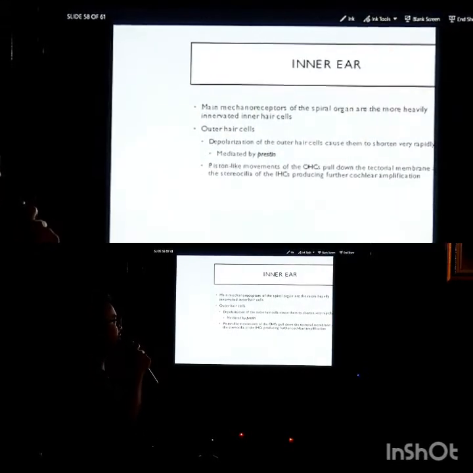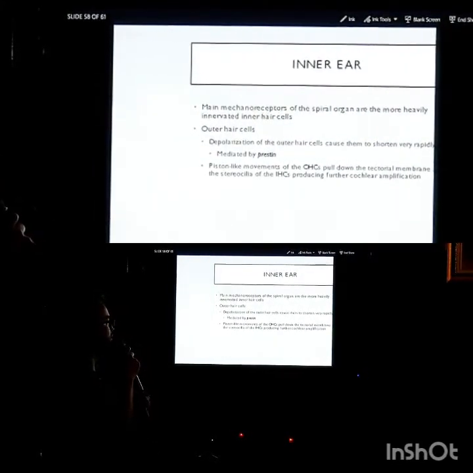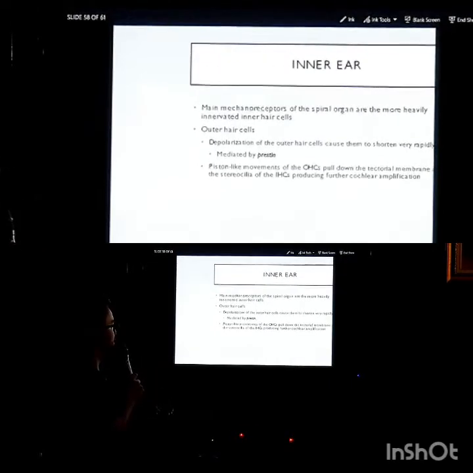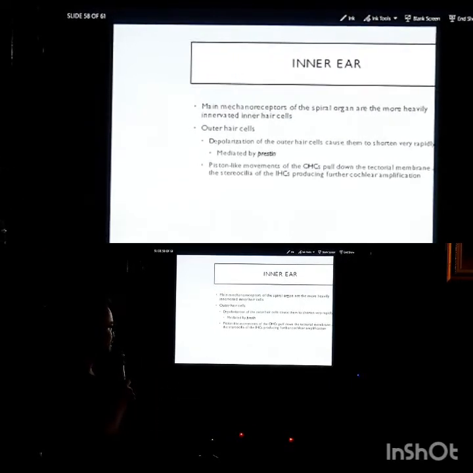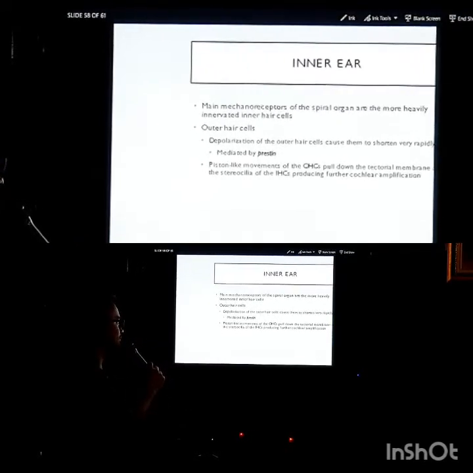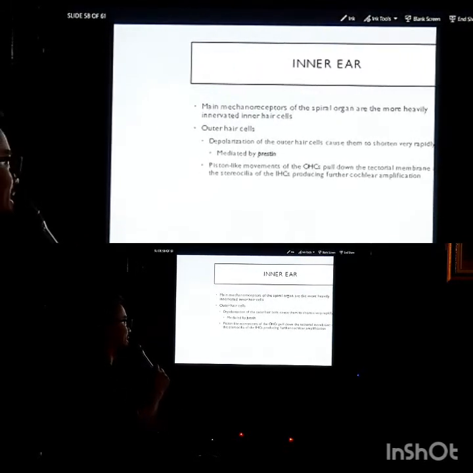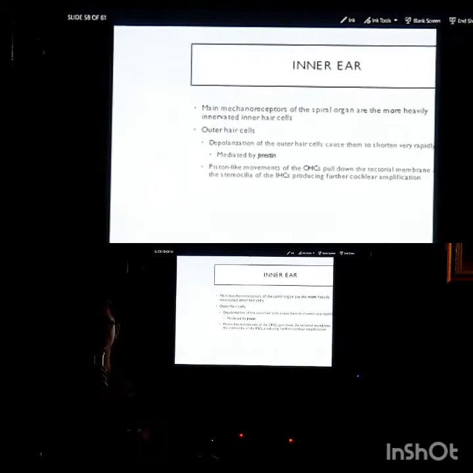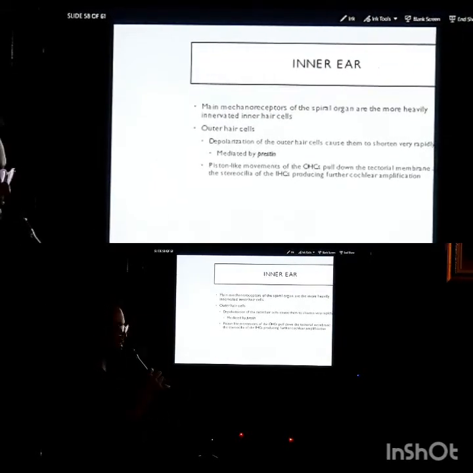Okay, so the main mechanoreceptors of the spiral organ are the more heavily innervated inner hair cells, but of course, outer hair cells, their depolarization causes them to shorten very rapidly. This is mediated by the protein called prestin, because of the word presto, meaning instant. Okay, so piston-like movements of the outer hair cells.